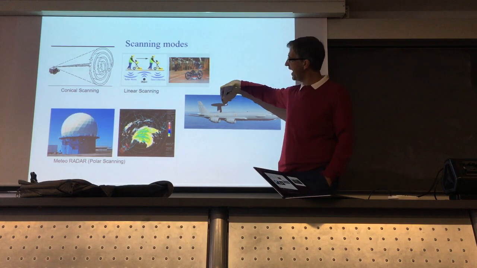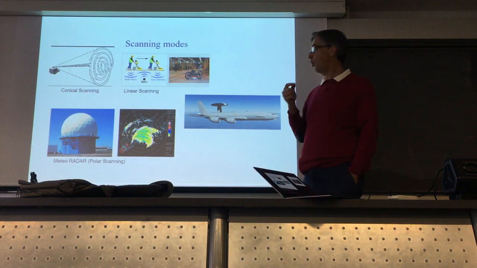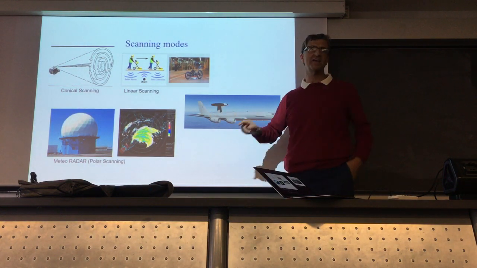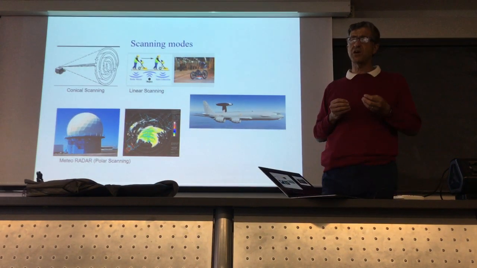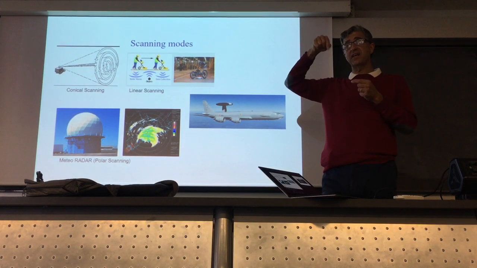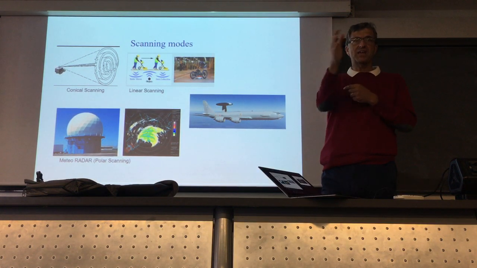So here you can have either a circular antenna or a circular array. The difference between a circular antenna and the array is that the array has many antennas. They don't move at all, but they can steer the beam in any direction.